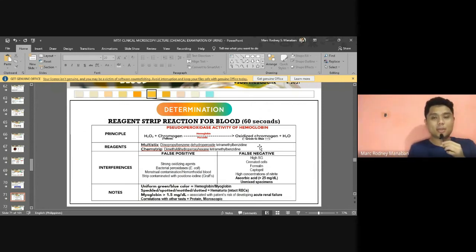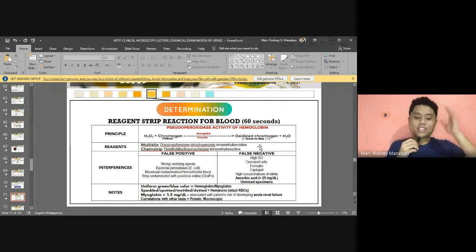And of course, unmixed specimens, especially when detecting hematuria. Remember that your RBCs will settle at the bottom of your urine, and if you don't mix it before testing, it may not be detected. Okay? Now for notes, again, a uniform green or blue, basta uniform, just a smooth color, that could indicate hemoglobin or myoglobin. But if it is speckled, with dots, spotted, mottled, dotted, that is the presence of hematuria.